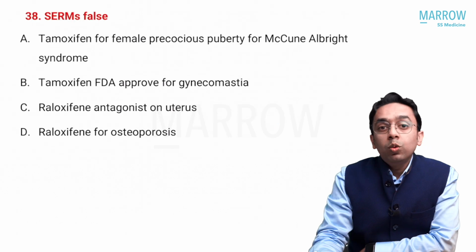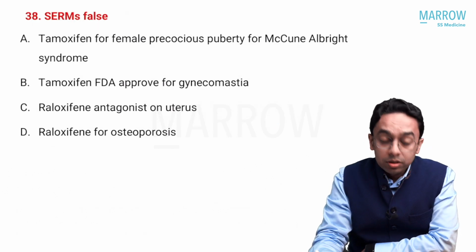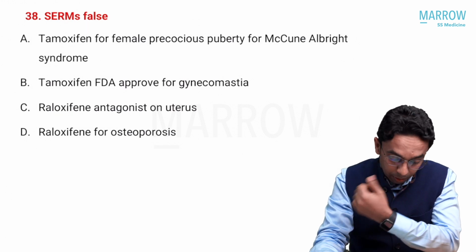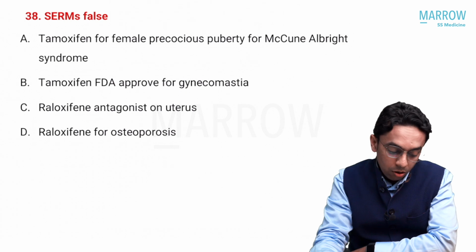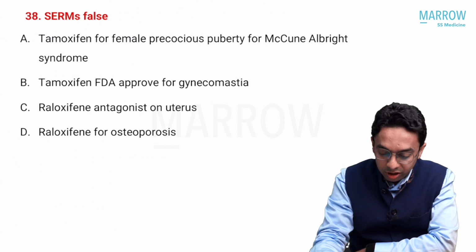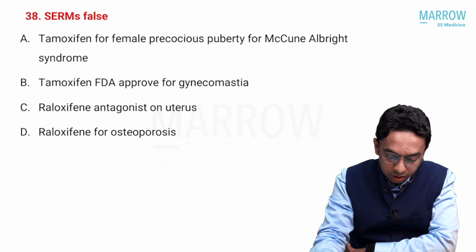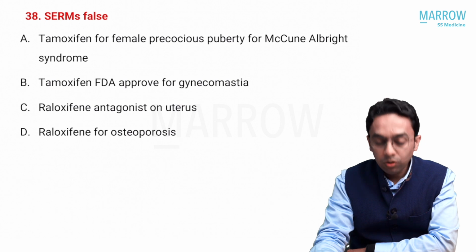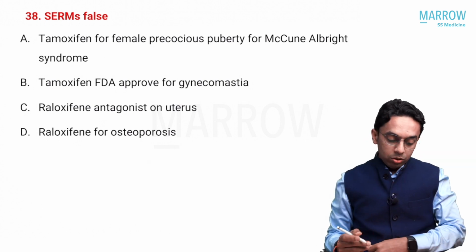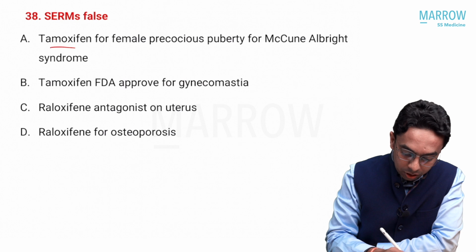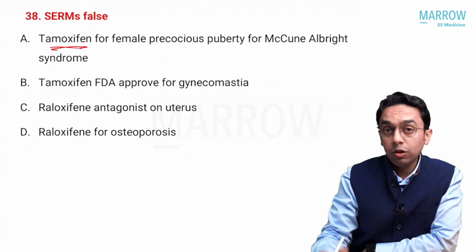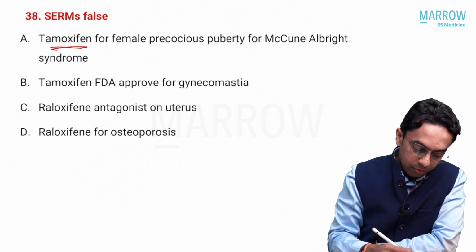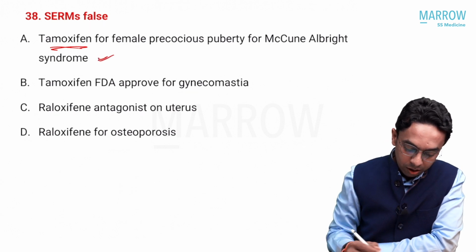Okay. Coming to question number 38, SERMs, that is selective estrogen receptor modulators. What is false regarding that? Tamoxifen for female precocious puberty in McCune-Albright syndrome. Tamoxifen is FDA approved for gynecomastia. Raloxifene is an antagonist on the uterus, and raloxifene is for osteoporosis. So this is a very important question. Yes, tamoxifen can be used for precocious puberty of McCune-Albright syndrome, but it's not FDA approved for that.